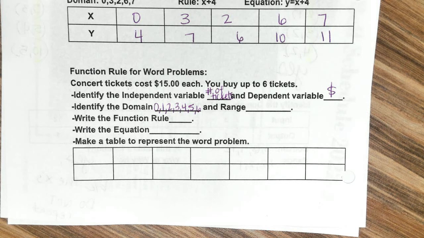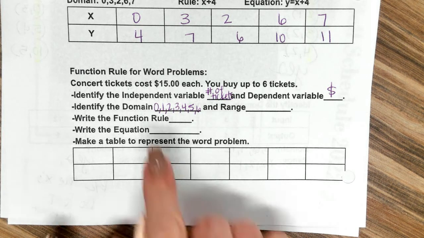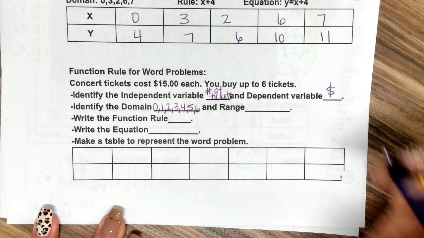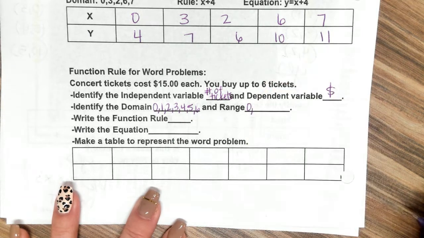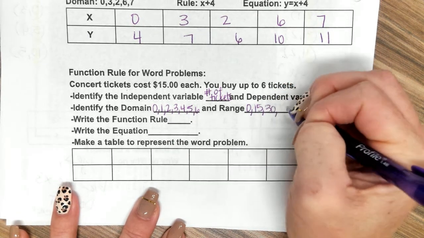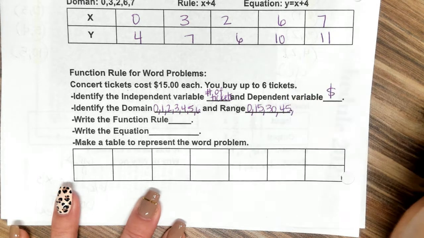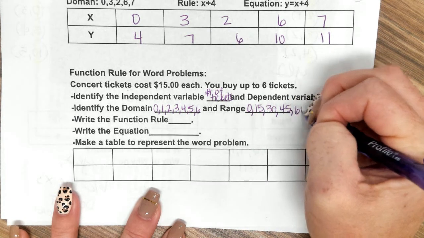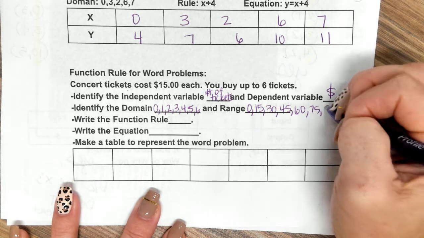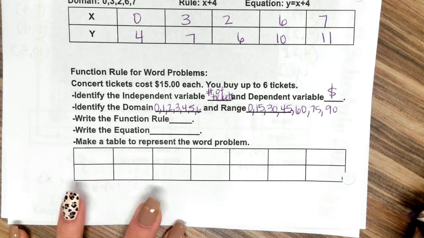Identify the range. How am I going to figure this out? I'm going to take each of these domains and multiply by 15, right? If I buy 0 tickets, I spend 0. All right, if I buy 1 ticket? If I buy 2? Okay, 3? 4? 5? And 6. 6? 90.